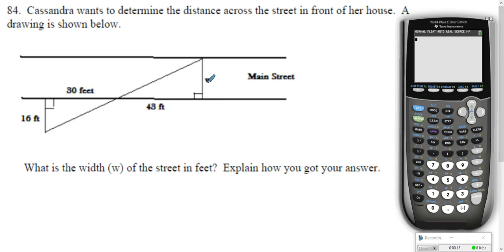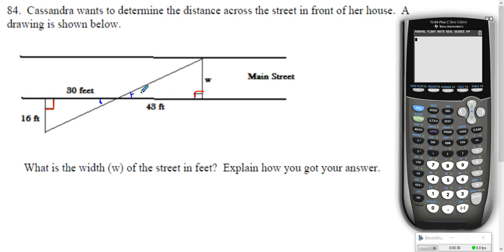Two triangles are similar if they have two congruent angles. This angle would be congruent to this angle. These are called vertical angles, and so they would be equal to each other. We also have the right angles are equal to each other. They're both 90, which means they're equal to each other. So with two pairs of angles that are congruent, we know that these two triangles are similar.